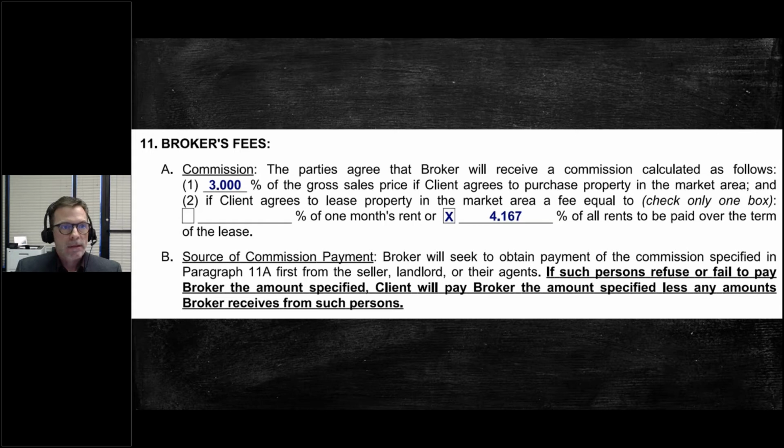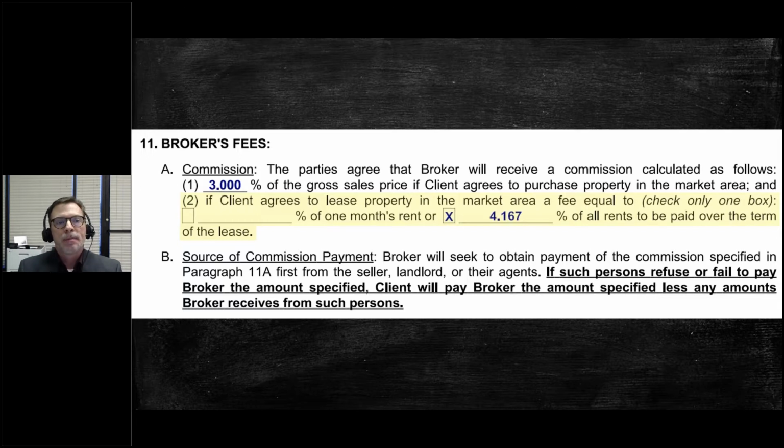So, broker will receive a commission calculated as follows: 1, 3% of the gross sales price if the client agrees to purchase property in the market area, and 2, if the client agrees to lease property in the market area, a fee equal to, and you have to check only one box here, blank percent of 1 month's rent, or what I put in is 4.167% of all rents to be paid over the term of the lease.